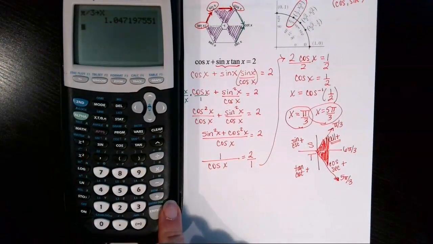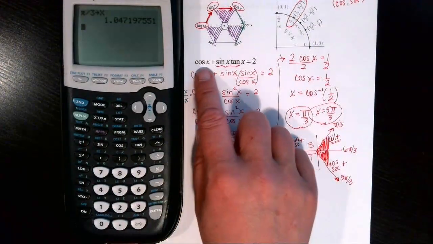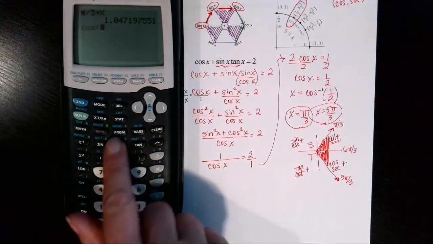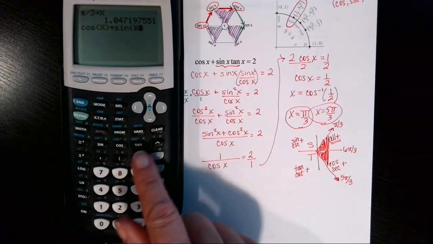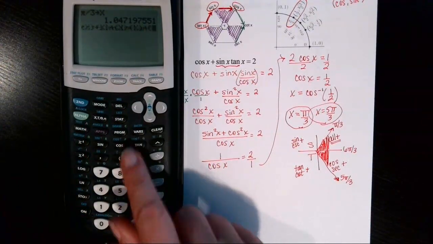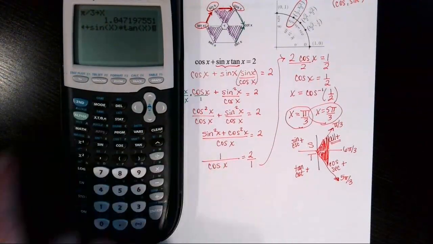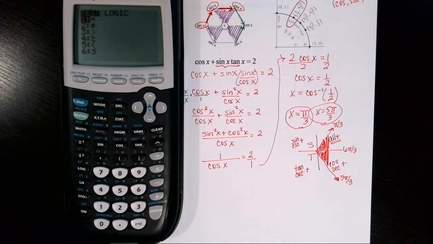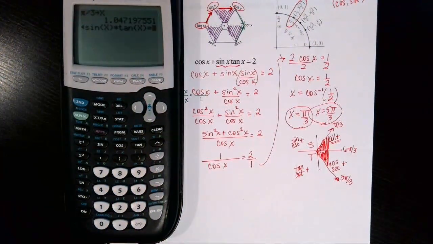And now that the calculator knows that we want x to be exactly pi over 3, we can type in this original equation, including the equal sign, to check. So cosine of x plus sine of x times tangent of x. And to get the equal sign, you press second and then the math button, and that opens up the test menu, and number 1 up here is your equals. And we want to see if that equals 2.